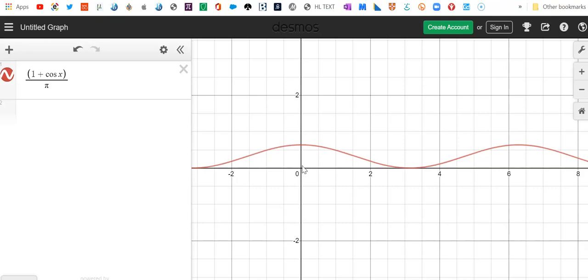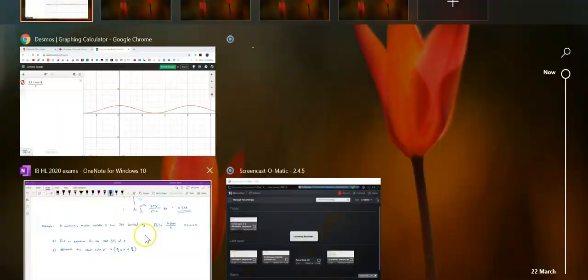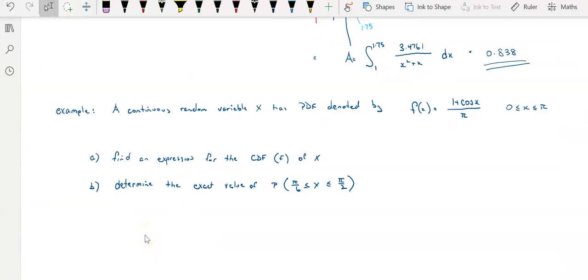What we want to do is find the probability that our random variable lies between two values, pi on 2, which is in here somewhere, and pi on 6. So we're going to find an area beneath this curve, remembering our sample space is 1. So let's get back to our notes. If we replicated that, this is roughly our function here, y equals f(x), just for visuals. Now, find an expression for the cumulative distribution function of x.